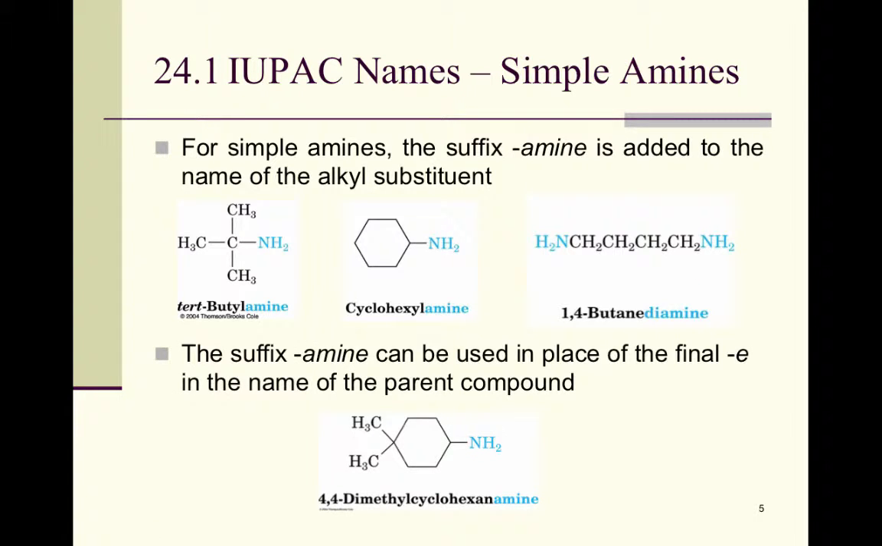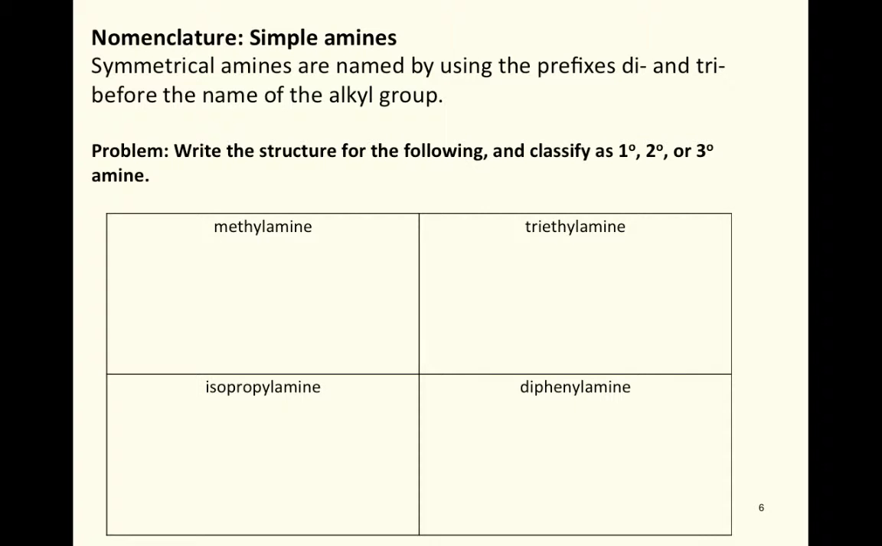The suffix amine can be used in place of the final E in the name of the parent compound. So here we have a situation where they kept the hex N, so cyclohexane. They took off the E here and put amine. Now on the previous example where they had diamine, they kept the E because of the multiplier following it. Here they don't keep the E. We saw in the previous example when we had a diamine, but what if we have 2 of the substituents? Well, symmetrical amines are named by using the prefix di and tri before that. Again, this is simple amines.